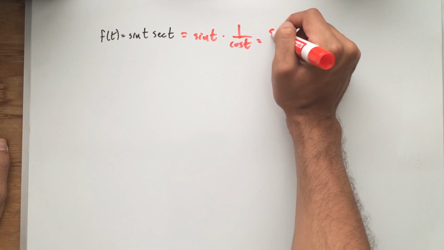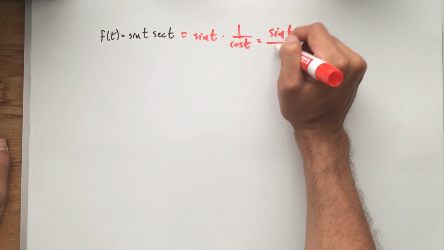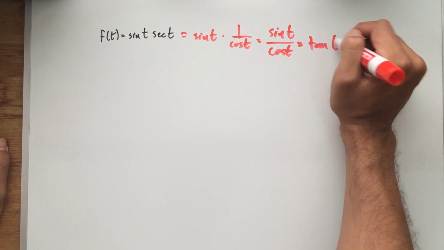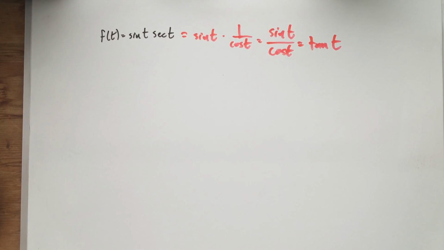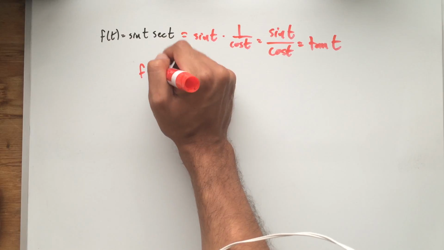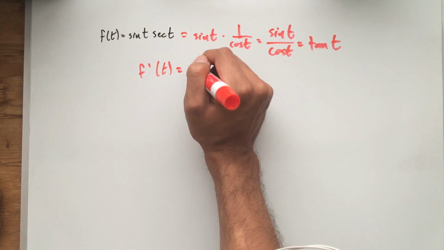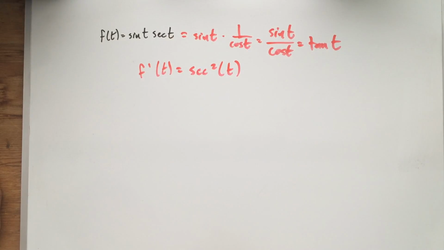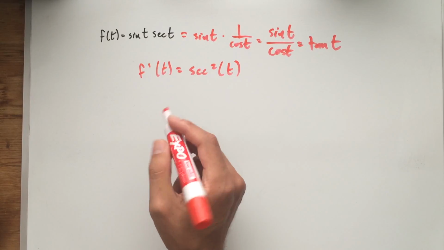And you might see that this will end up being tangent of t. You might have learned the derivative of tangent of t, which is good to memorize. So f prime of t equals secant squared of t. If you didn't learn it, we can derive it really fast.